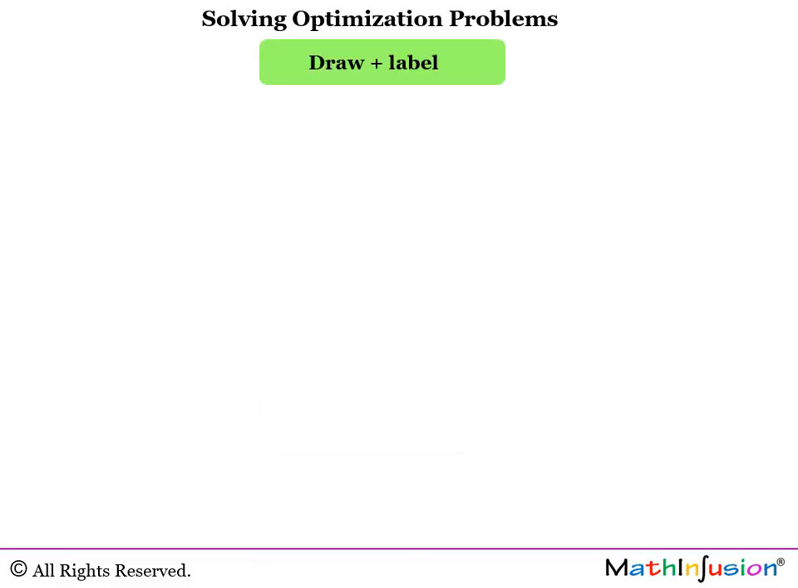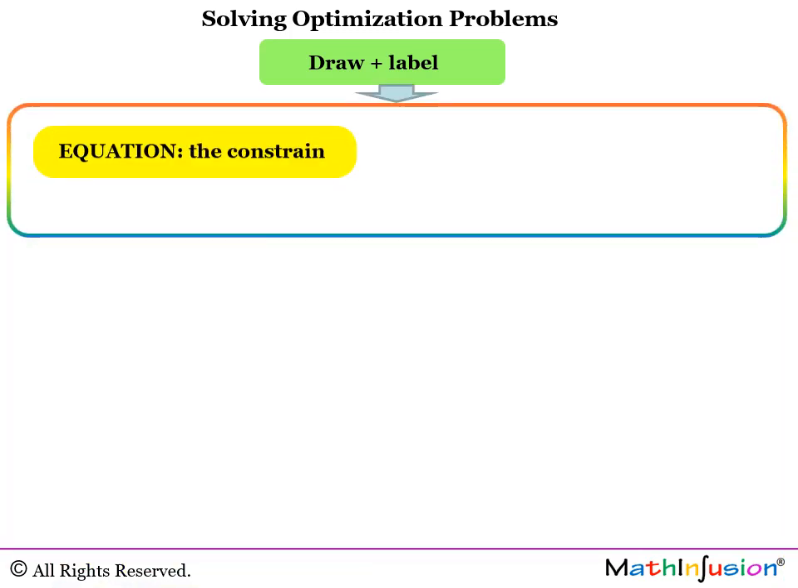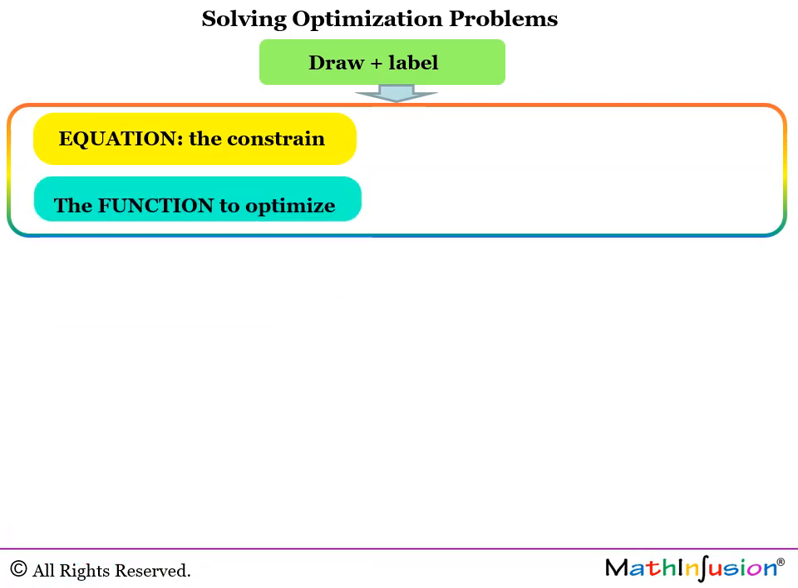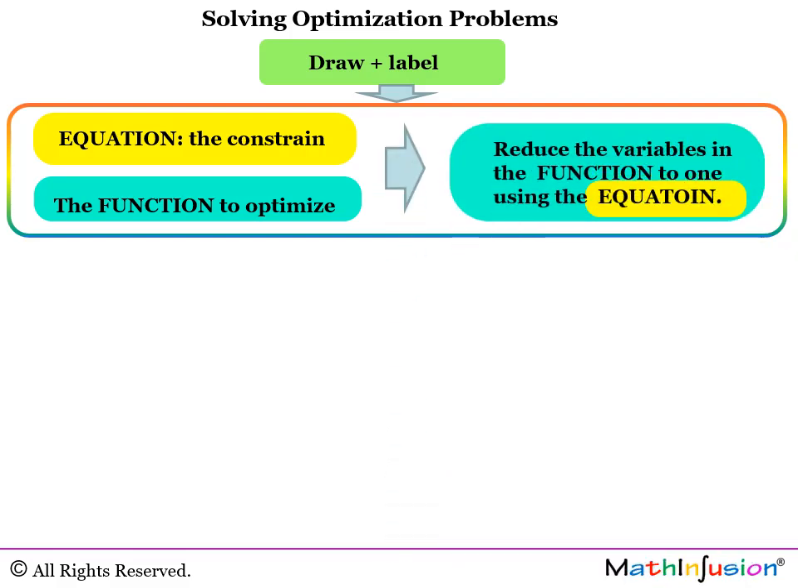Let's see in general how we are solving optimization problems. The first thing is to draw and label. Then we have to find the equation, the constraint. And then the function to optimize. Now we have to use the equation to reduce the variables in the function to be only one. We right now know only how to optimize functions which have one variable. If you have the right equation, you will always be able to do that.